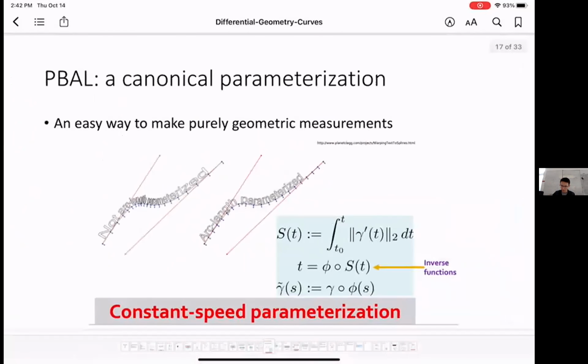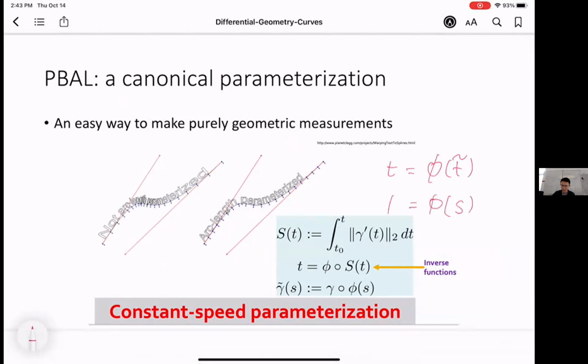Okay, so what's shown on the lower right just formally states what we just said. Remember before we had phi of t tilde equals t, and right now we just change this t tilde to s. We are saying this phi of s equals t. Then this phi is just the inverse function of S. If we apply phi and then we apply S inside, this is the identity function.